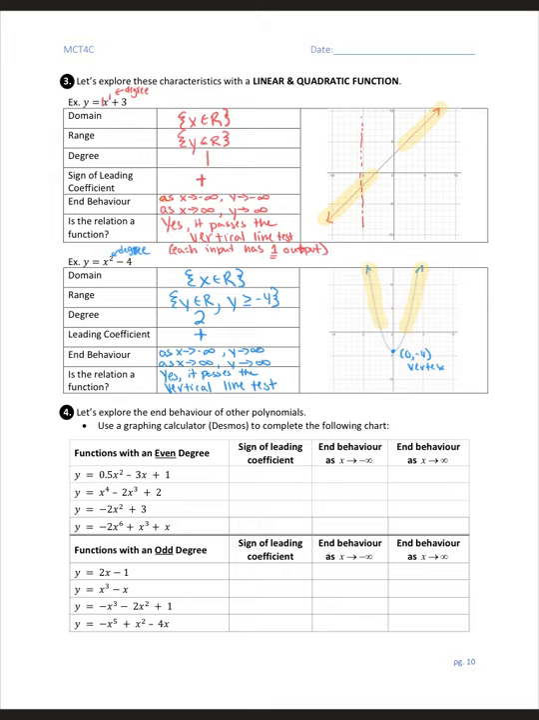So we're now going to explore looking at some other functions, and we're going to look at them on Desmos, which is just an online graphing calculator, and see if we notice any patterns with different types of functions. In particular, we're going to start by looking at functions with an even degree. So you can see my first equation has a degree of 2.